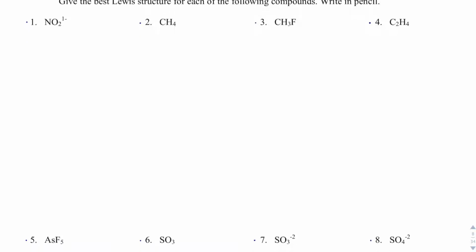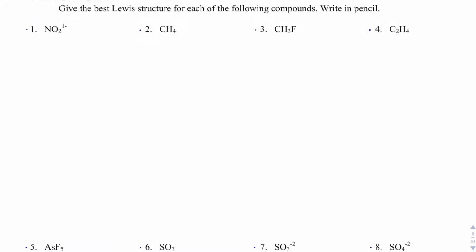Okay. So give the best Lewis structure for each of the following compounds, and you'll want to write in pencil because we'll do some erasing. So the first thing we're going to do according to our rules is add up the number of valence electrons. Nitrogen is in family 5A, so it has 5. Oxygen is in family 6A, so it has 6. And then a negative 1 charge means that we have an extra electron, and so when I add these up, I get 18 electrons, so that's how many I need to have in my structure.